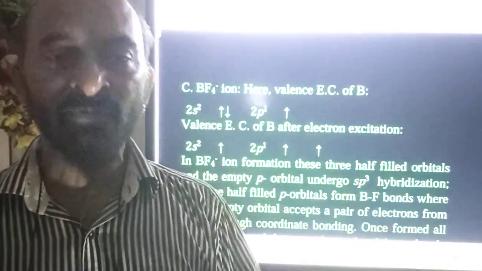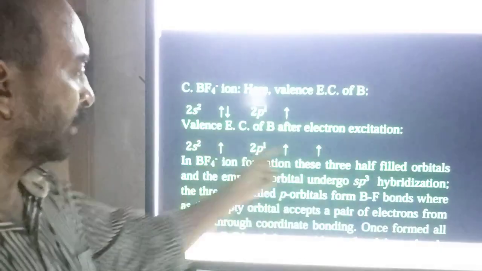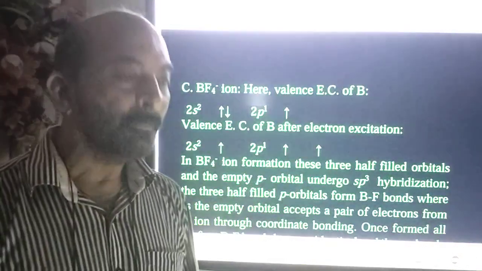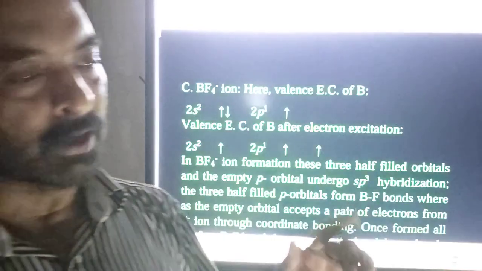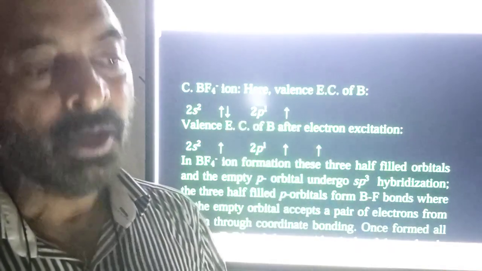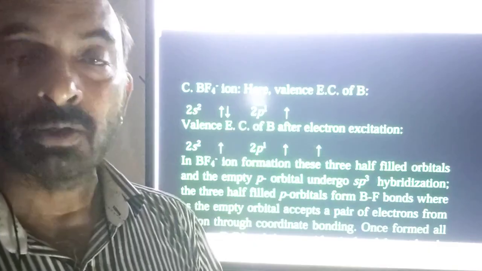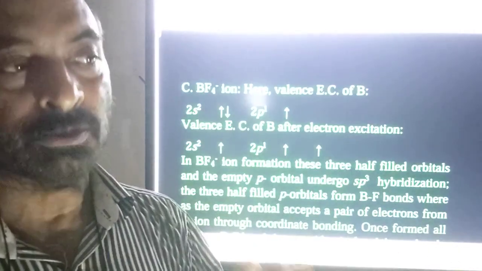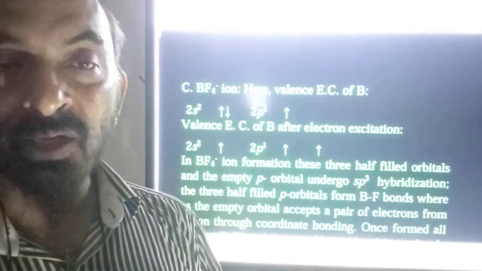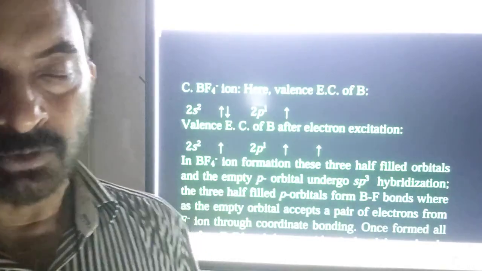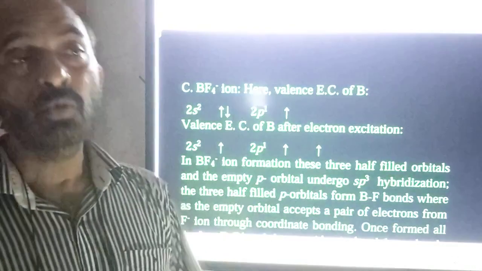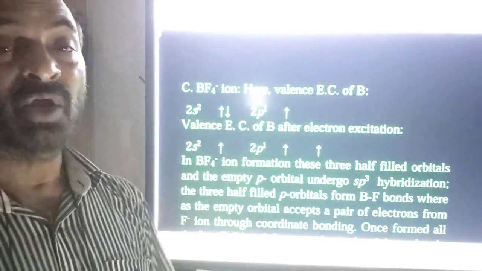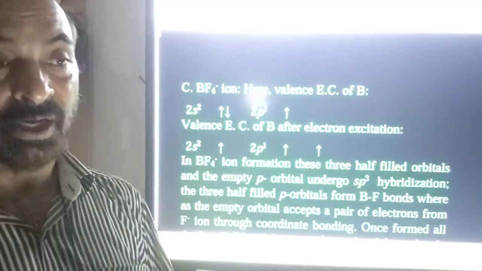You can imagine it this way. First BF3 is formed through sp2: 1 s electron, 2 p electrons, sp2 hybridization. BF3 trigonal planar is formed. Thereafter, one more fluoride comes in to accommodate its lone pair of electrons. The vacant orbital is made use of. Then the hybridization changes from sp2 to sp3, and the molecular geometry changes from trigonal planar to tetrahedral. Once BF4 minus is formed, you cannot say which was the last fluoride that came.